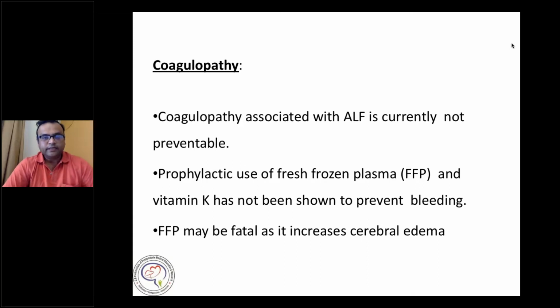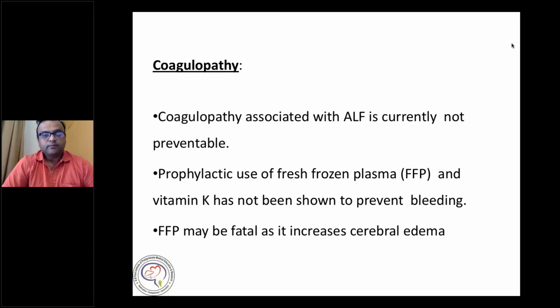Coagulopathy associated with ALF is non-preventable because it is because of the liver function. Some factors in the coagulation cascade, which are very important, are produced by the liver, and if they are not produced, coagulopathy will be there.